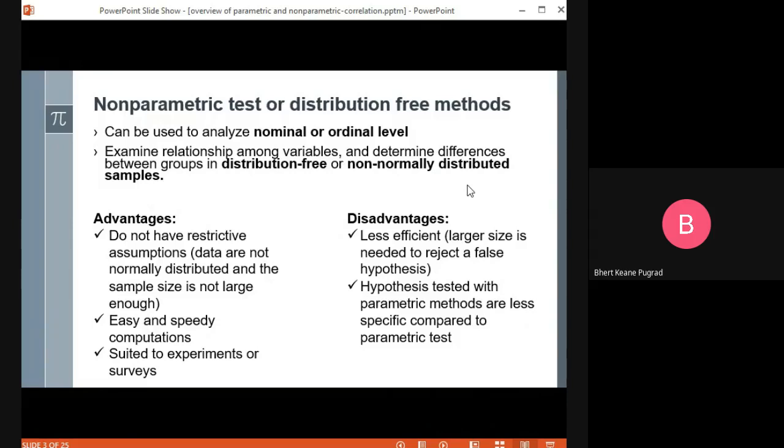The advantage of a non-parametric test is that it does not have restrictive assumptions, unlike parametric tests. Another is easy and speedy computations, and it is also suited for experiments and other survey studies. However, the disadvantages are the following. Number one, it is less efficient as compared to parametric statistics. A large sample size is needed to reject a false hypothesis, and hypotheses tested with non-parametric methods are less specific compared to parametric ones.